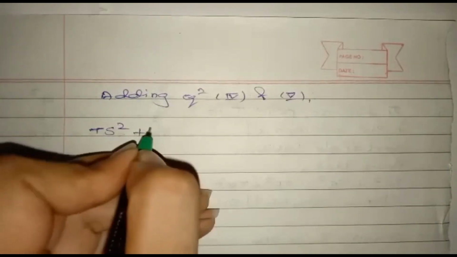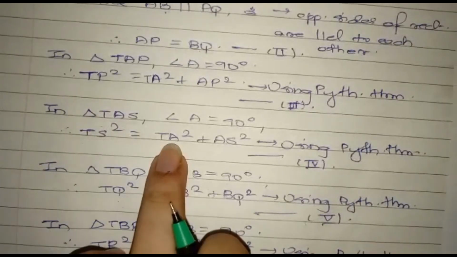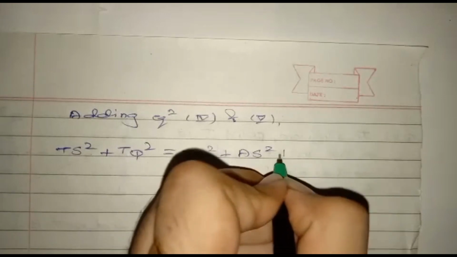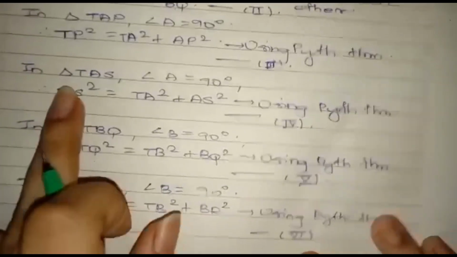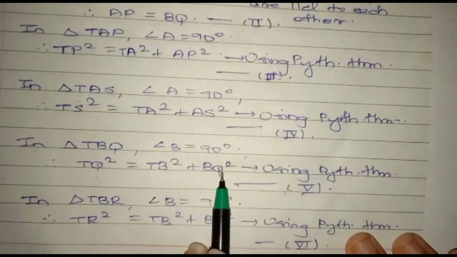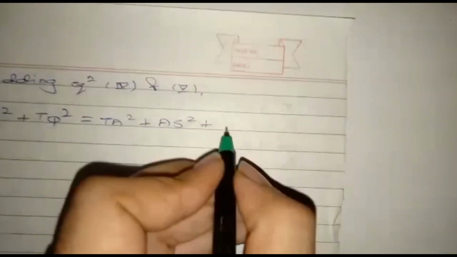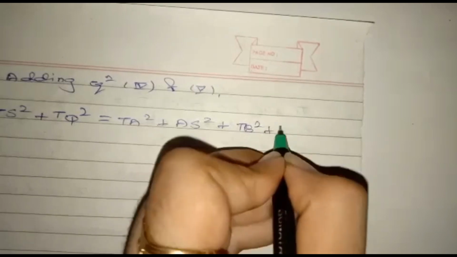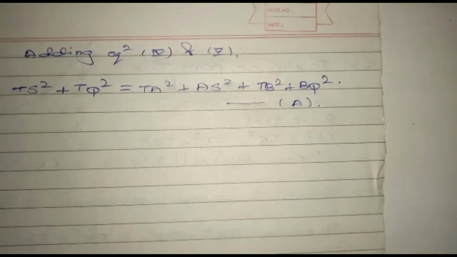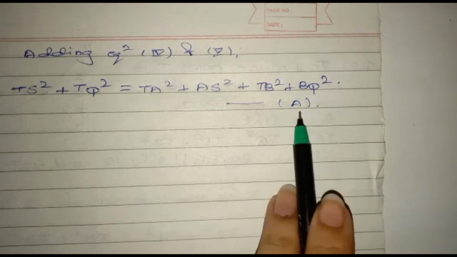TS square plus TQ square is equal to, what is TS? TS square is TA square plus AS square, plus TQ square, that is TB square plus BQ square. We will consider this as equation A. Okay, we have a lot of equations, so I consider this as equation A.